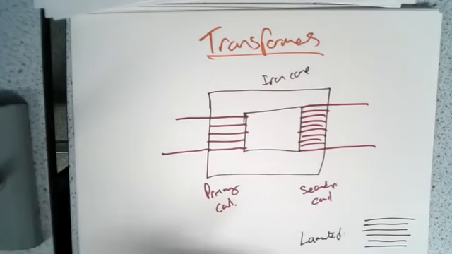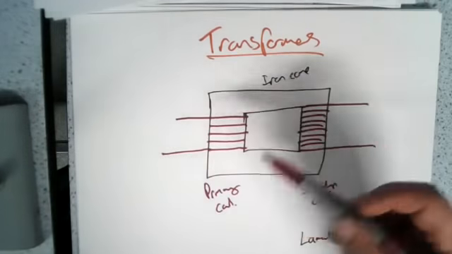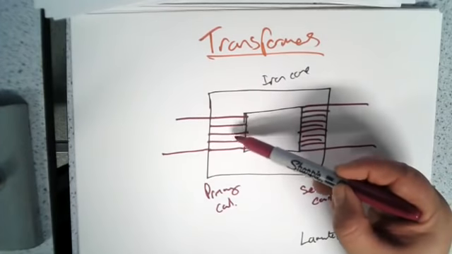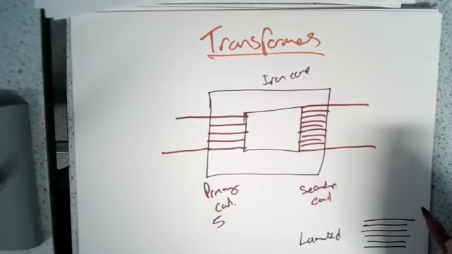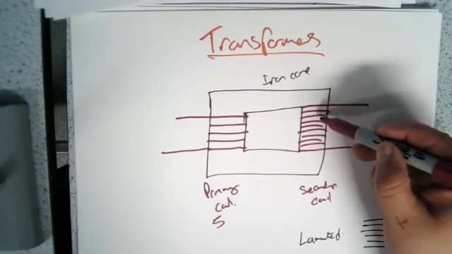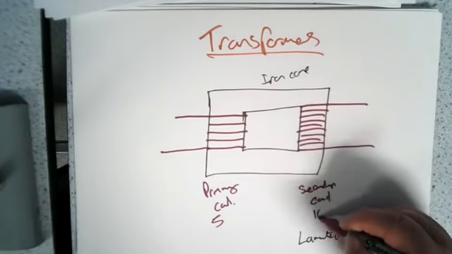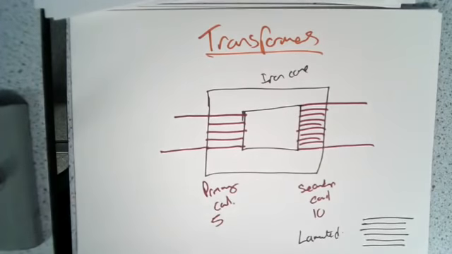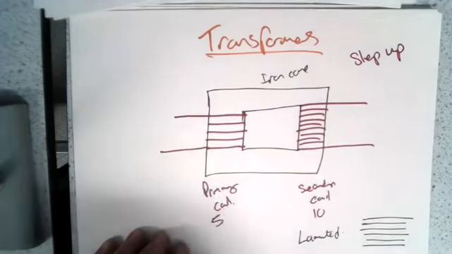All right. Now, when I actually look at this transformer, I can see that my primary coil has got 1, 2, 3, 4, 5. It's got 5 lots of wire on it, whereas my secondary coil has got 1, 2, 3, 4, 5, 6, 7, 8, 9, 10. That's got 10 coils. Okay, so that would tell me that this is a step up transformer.